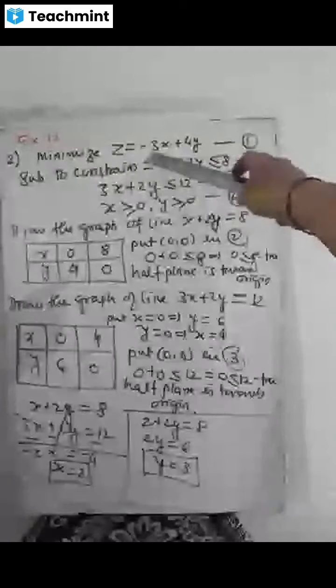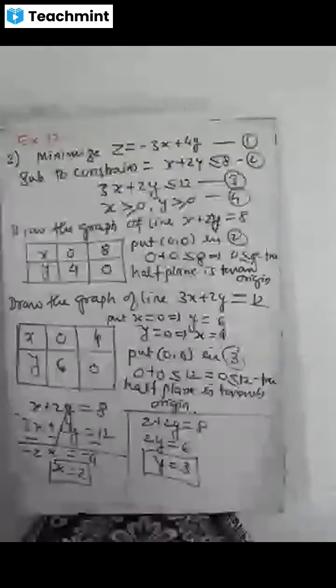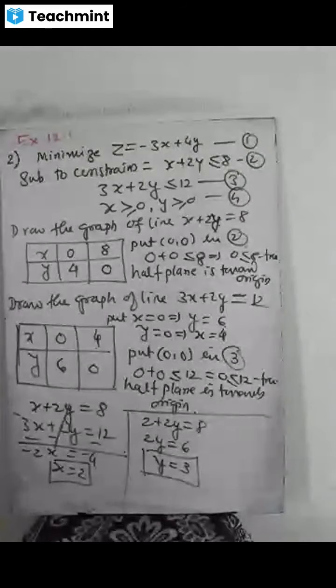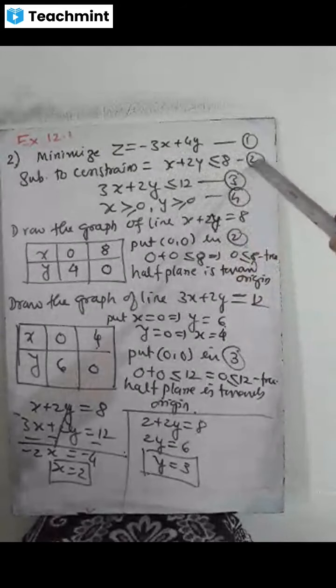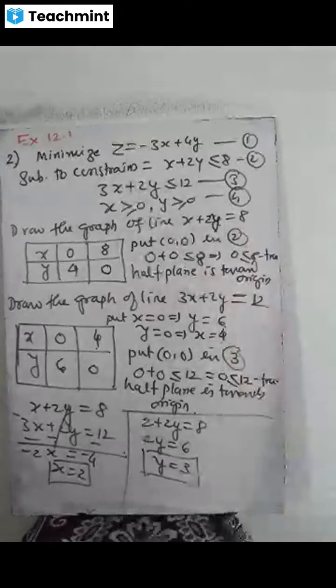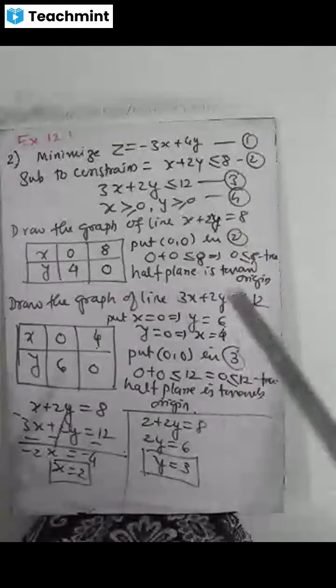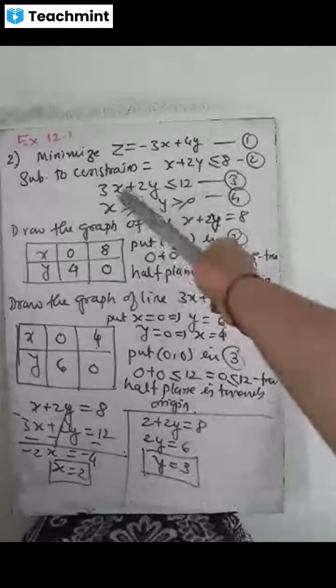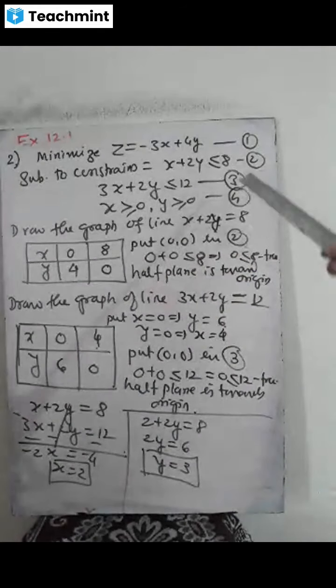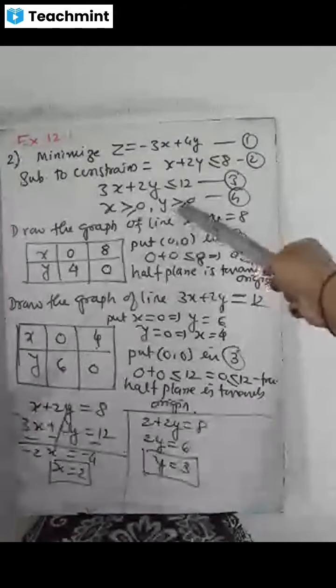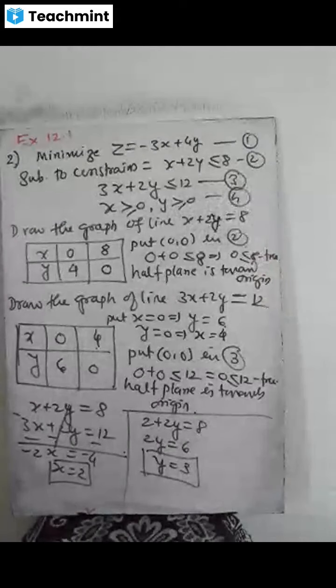Now z equal to minus 3x plus 4y is given, which we denote as equation 1. Then subject to the constraint x plus 2y less than or equal to 8, this is equation 2. The second inequality is given as 3x plus 2y less than or equal to 12, we denote it as equation 3. And x greater than or equal to 0, y greater than or equal to 0, we denote as equation 4.